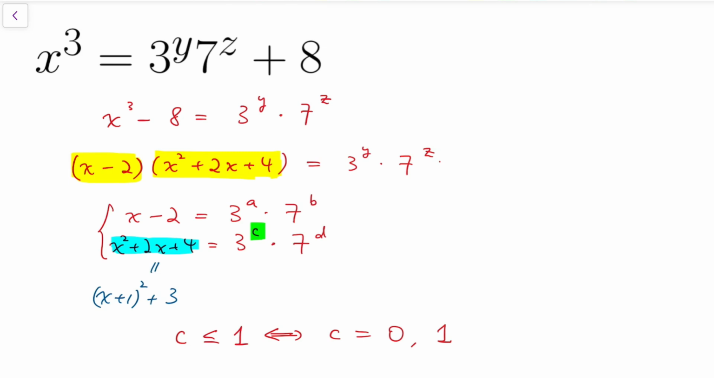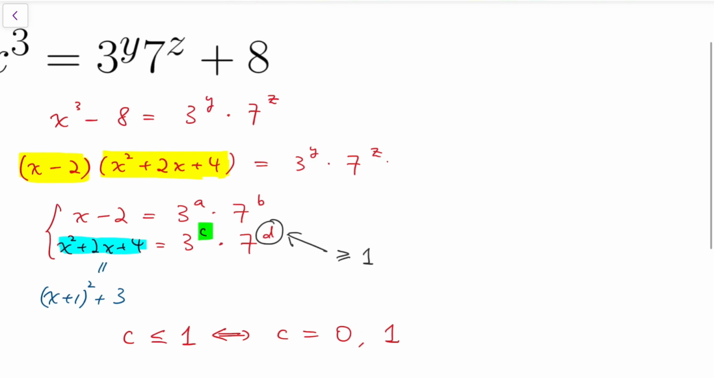Now, if c takes such a small value, then since x is positive, at least 1, x squared plus 2x plus 4 is at least 7. And if d is at the same time very small, it will contradict the fact that x is positive. So that means d must be at least equal to 1.